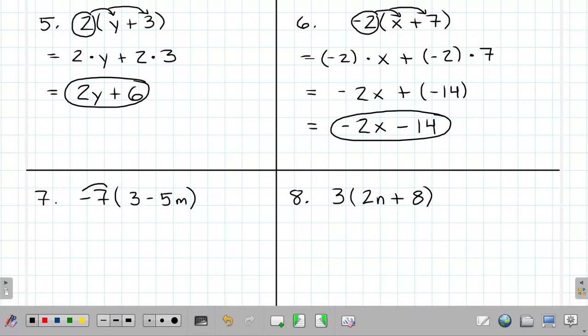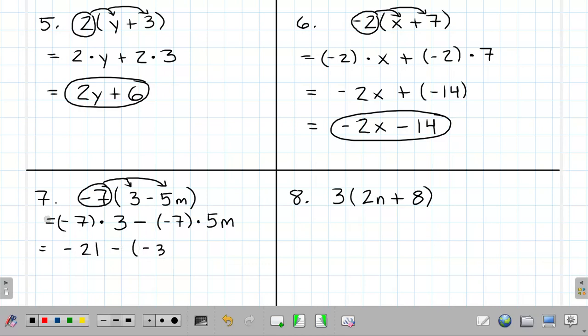Number 7, we're distributing a negative 7. So let me move that up, make sure we have enough room here. So we got negative 7, once again I'm using parentheses, times 3 minus negative 7 times 5m. Negative 7 times 3, negative times a positive is a negative. 7 times 3 is 21, so we got negative 21 minus negative 7 times a positive 5, which is negative 35, and then we still have the m over here.